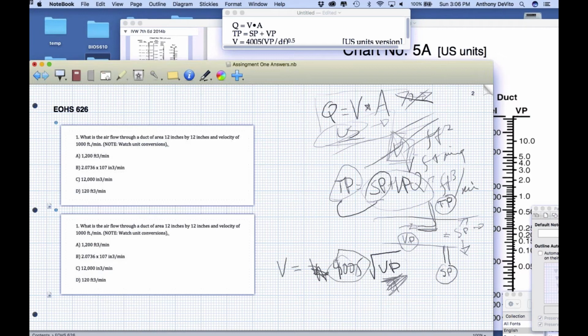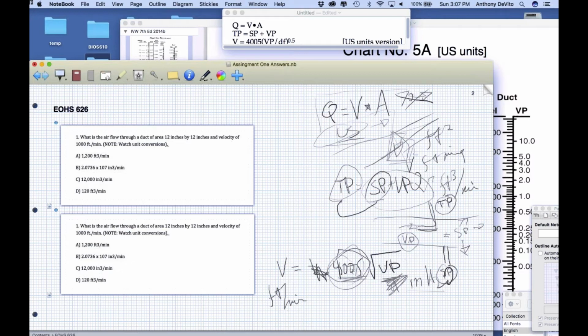This number 4,005 is a constant that incorporates a lot of conversions. In this case, the velocity pressure is in inches of water, and the velocity is, of course, in feet per minute. That conversion is built into this constant. So anytime you use this formula, that 4,005 is going to relate those two, the inches of water in pressure, to the feet per minute in velocity.